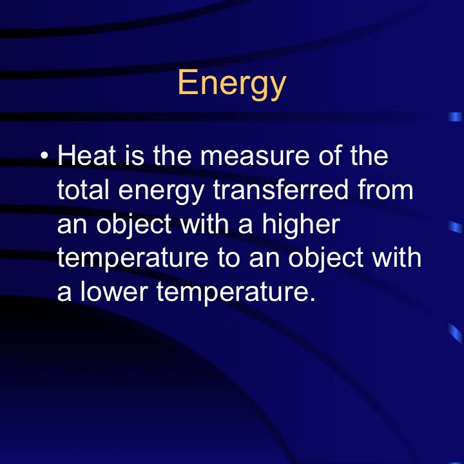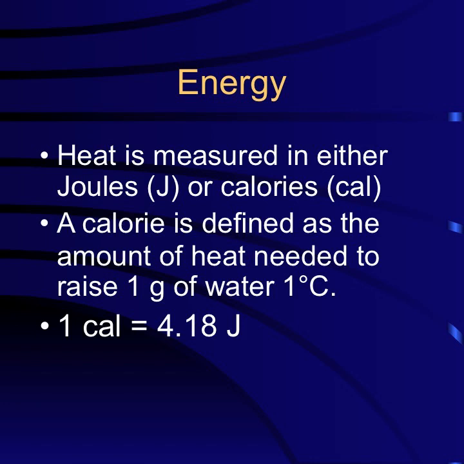So heat is defined as the measure of total energy that is transferred from one object with a higher temperature to an object with a lower temperature. It's a measure of the total amount of energy that's transferred. So we're looking at average kinetic energies of two different objects that differ, and that transfer of energy is considered the total amount of energy. Heat will always flow from higher temperature to lower temperature, or higher energy to lower energy.